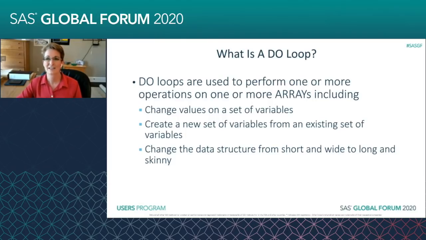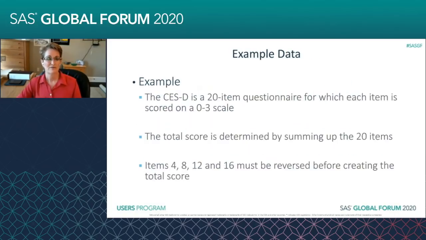And how do we actually access those elements of the array? We do that using a do loop. The do loop references back to the array. You can change values on a set of variables, create new variables from an existing set, or change the data structure. You can do all kinds of things with do loops, not just referencing an array, and we'll hit those at the very end. But a do loop is just you step through the items in the array, and that's what it's used to do.